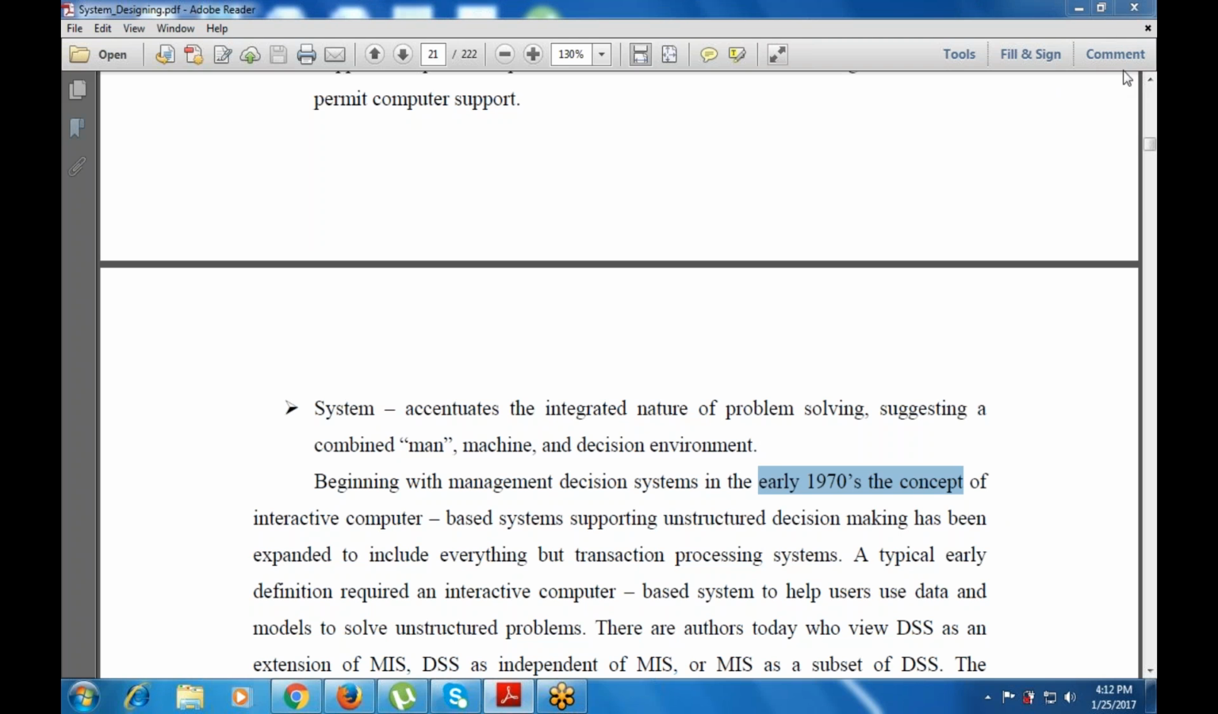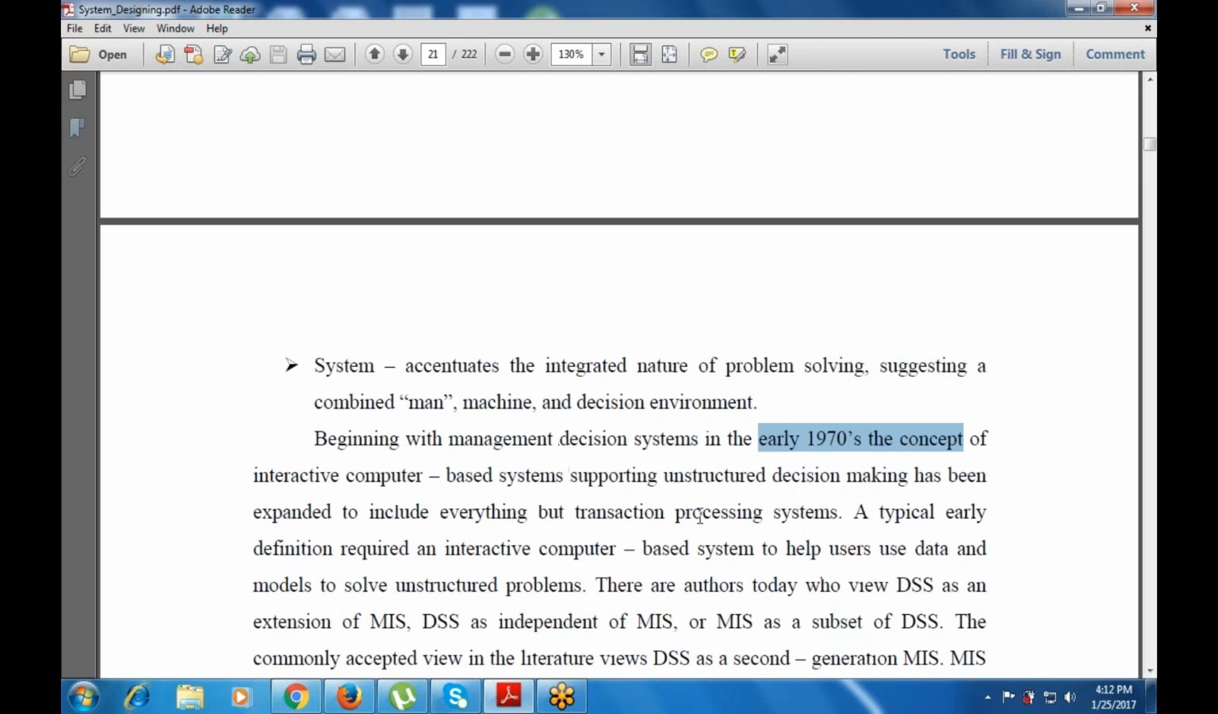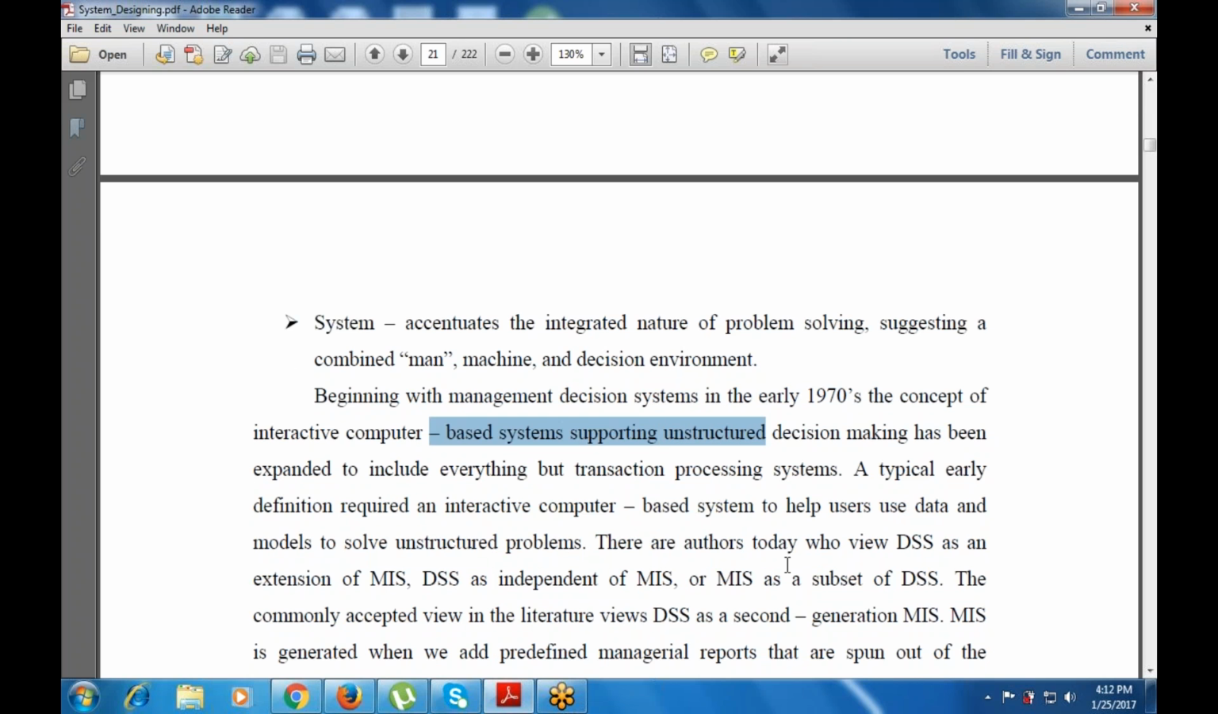So when we use the decision support system, one is the decision, then support, then system, the concept of the interactive computer-based system also supporting unstructured decision making that has been expanded to include everything but the transaction processing systems. And the typical early definition also requires an interactive computer-based system that helps a user to use the data and the models to solve unstructured problems.